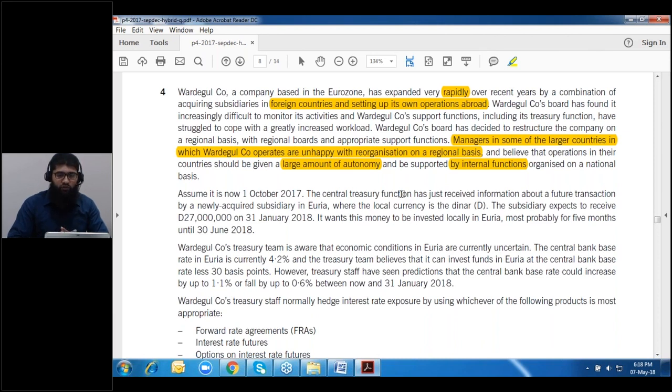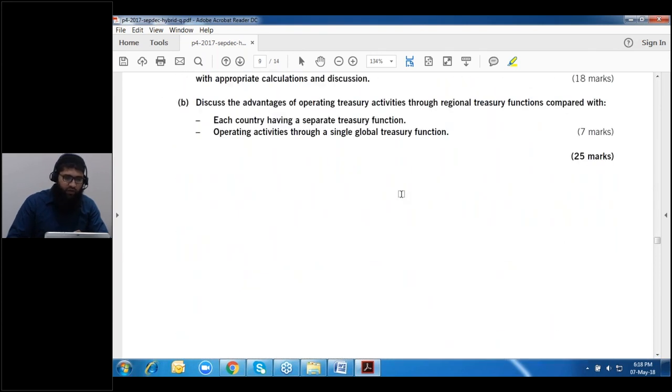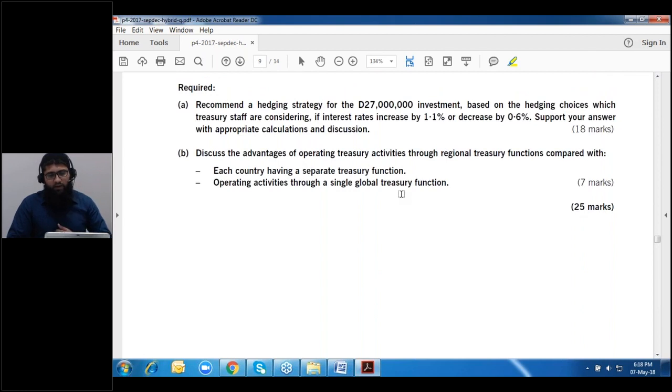So what we actually need to do is, the requirement to this question is to recommend a hedging strategy for the D27 million investment, based on the hedging choices which treasury staff are considering, if interest rates increase by 1.1% or decrease by 0.6%. So what is it suggesting to us? It is suggesting that we need to recommend a hedging strategy for the D27 million investment based on the hedging choices which treasury staff are considering, if the interest rate increases by 1.1% or decreases by 0.6%.